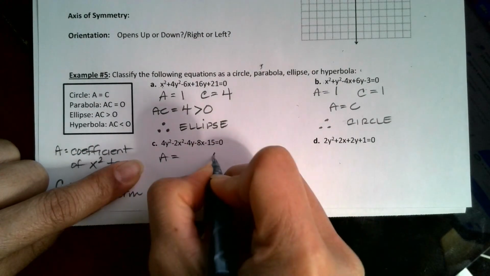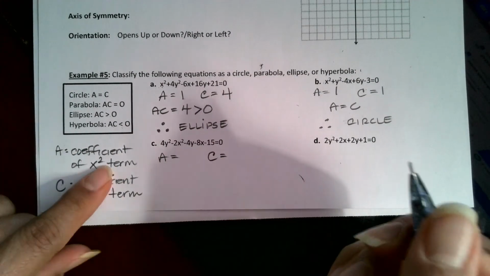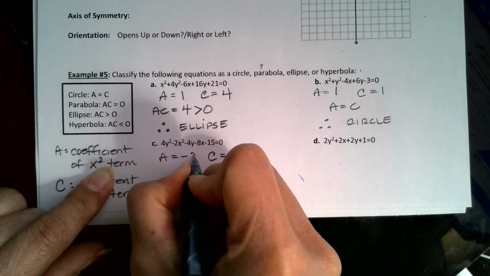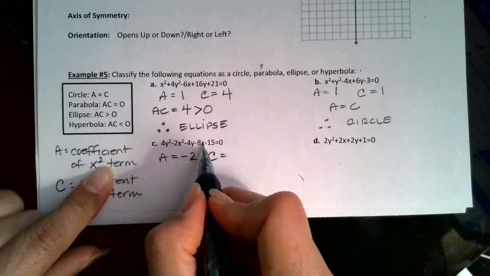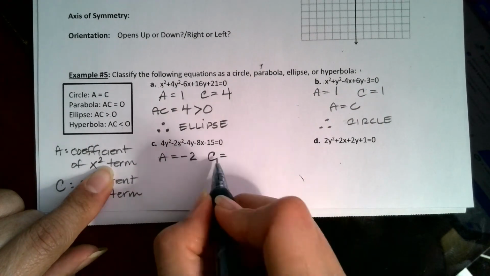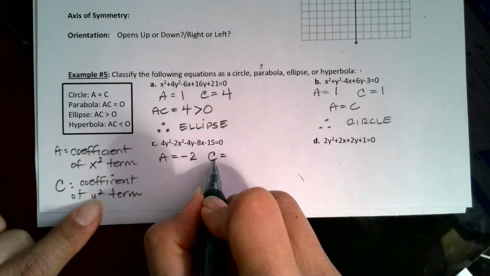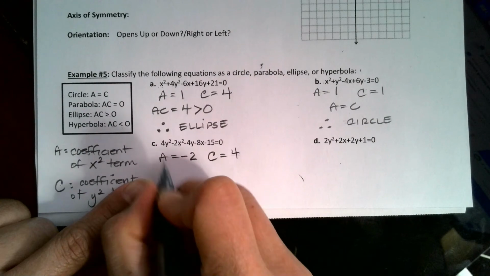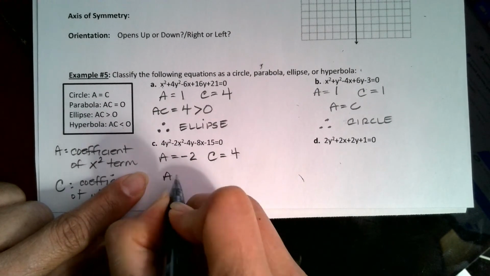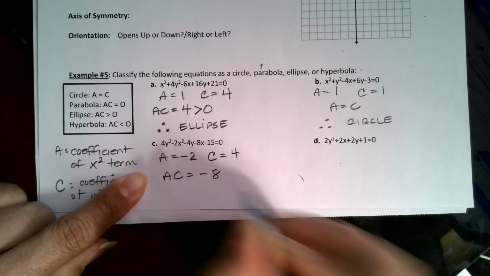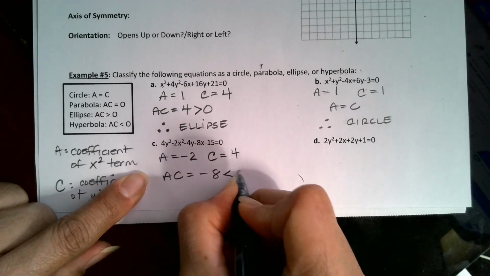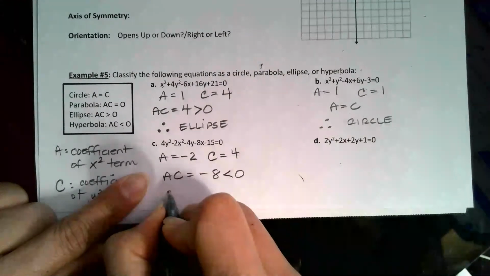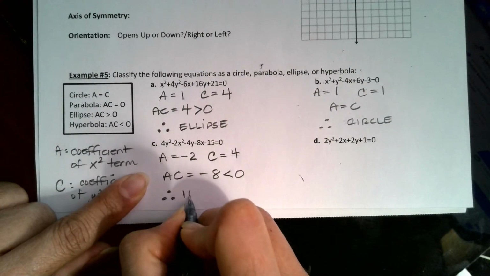Let's go to part C. Let's find A and let's find C. The coefficient of our x squared term, here's our x squared, the coefficient is -2. Notice I didn't go over here. I went to the x squared term. What's the coefficient for the y squared term? Here's y squared, so C is 4. It's definitely not equal, so let's multiply them, and we get an answer of -8, and we recognize that -8 is less than 0, therefore hyperbola.